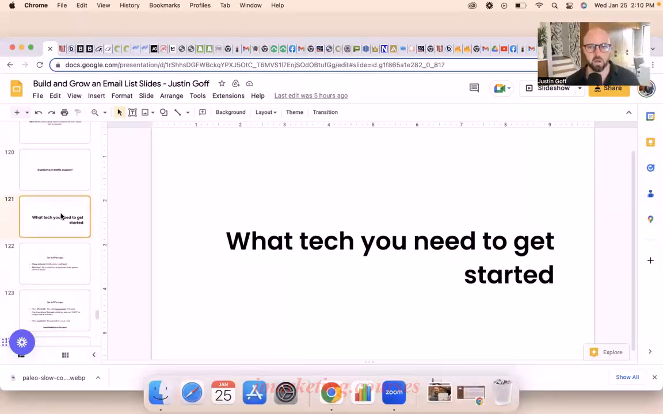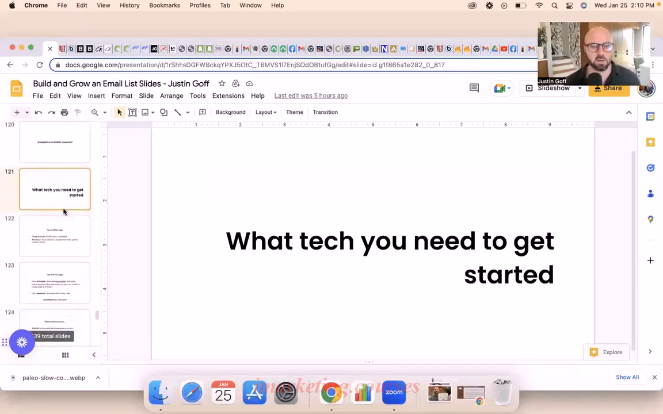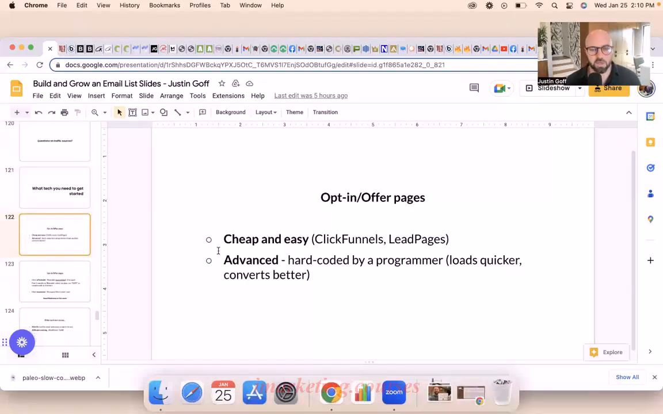So we've got the tech, and the last part is how to get started for cheap. What tech you need to get started: opt-in offer pages. Cheap and easy ways to do this would be ClickFunnels or LeadPages. Or you can also get it built by someone. A lot of the ones I do, I just get hard coded by a programmer. Usually this loads quicker and converts better. I have no technical knowledge myself. I don't know how to use ClickFunnels, so I just pay someone to do it. Either way works though. If you're just getting started, ClickFunnels is probably the easiest, or LeadPages, one of those.